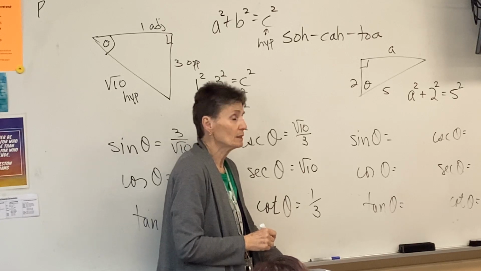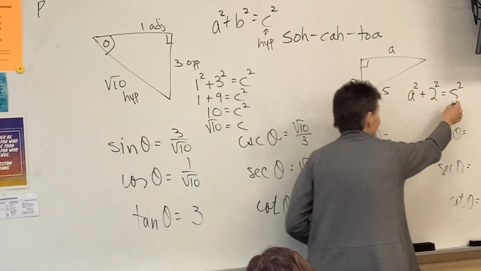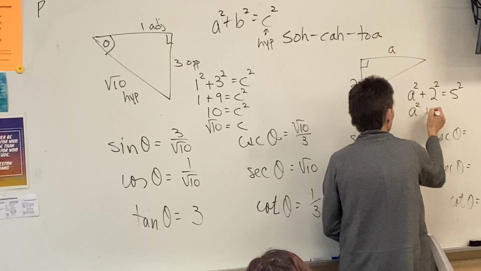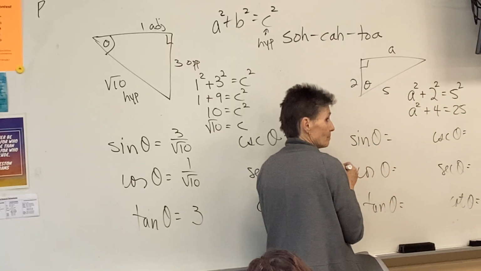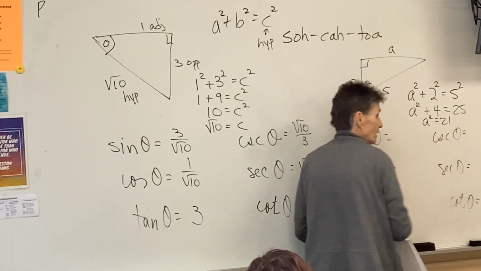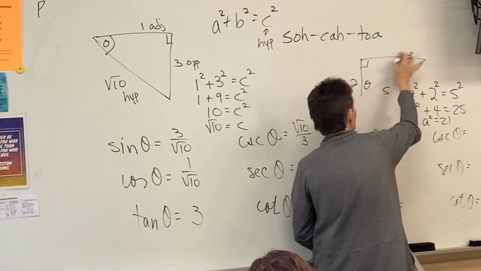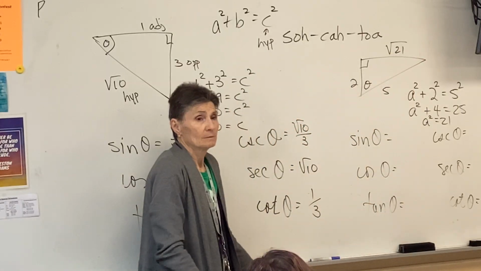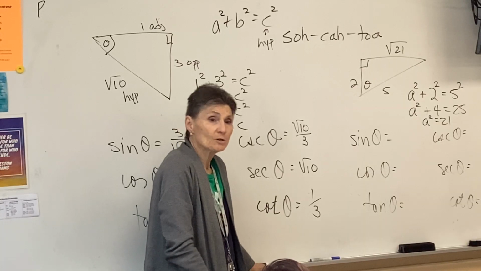It is really, really important that you remember the hypotenuse is by itself. So A squared plus 4 equals 25. So A squared equals 21. So what is A going to be? Square root of 21. Okay, we need to be able to do that. We all good?